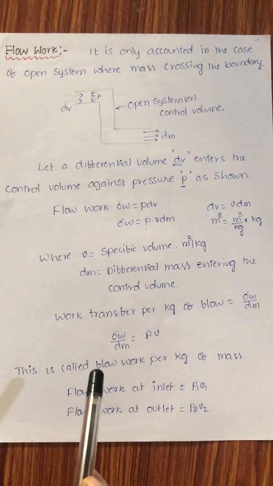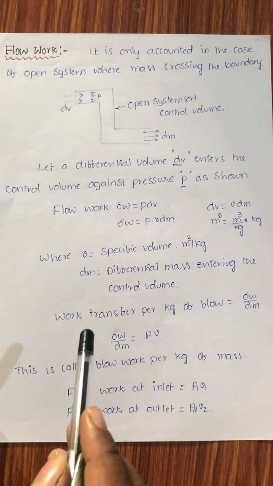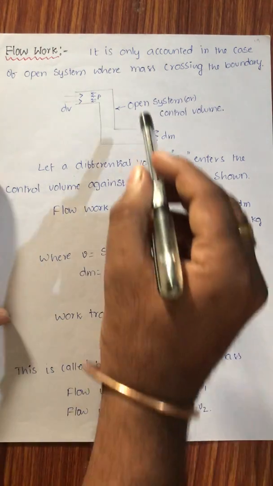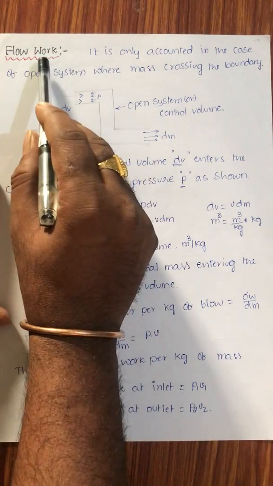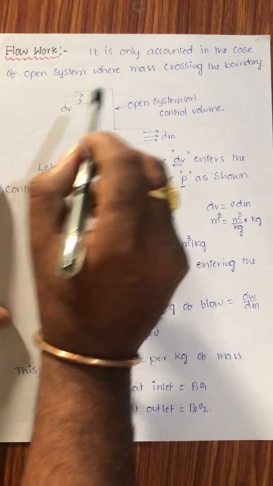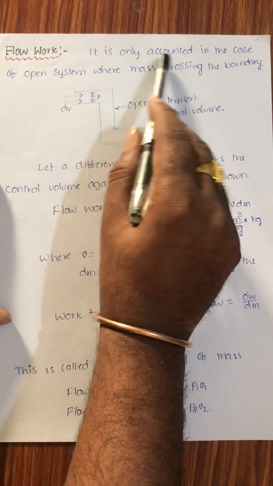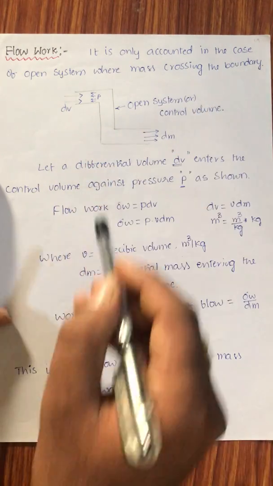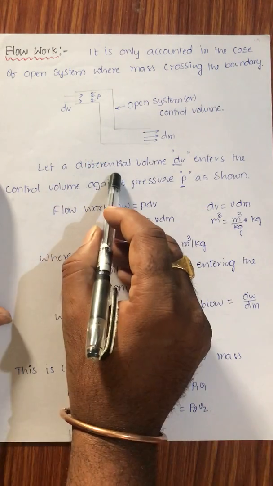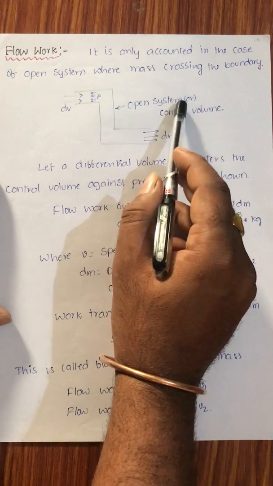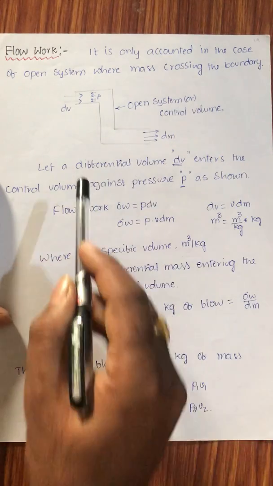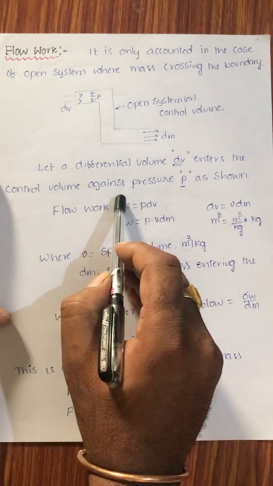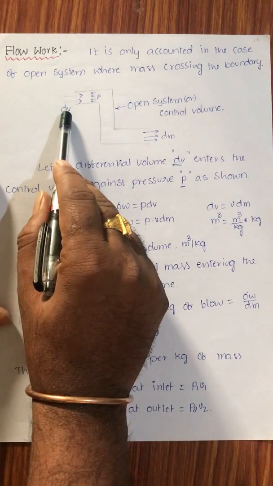Flow work means that because of the flow of the fluid, work is coming. So flow work means flow of fluid takes place, so it is only in an open system. That's why it is accounted only in an open system where mass crosses the boundary. This open system can also be called a control volume. Let a differential volume dV enter the control volume against the pressure P, as shown in the system.